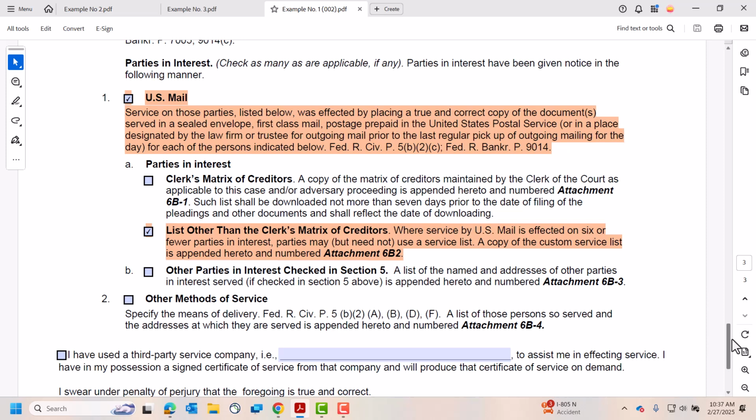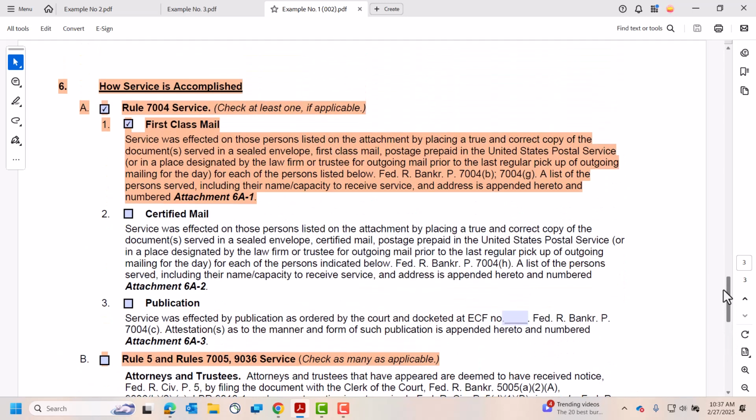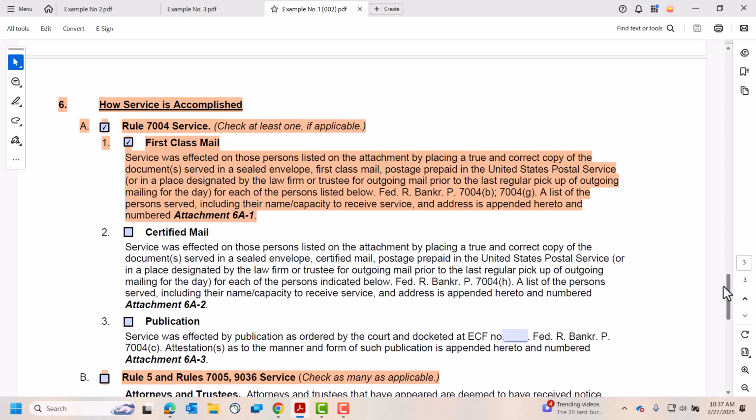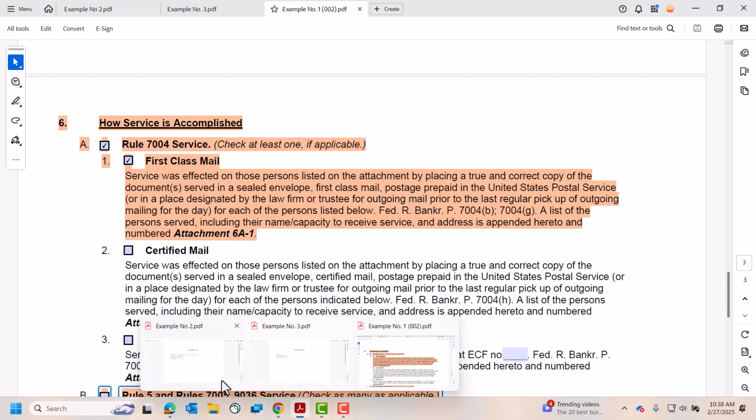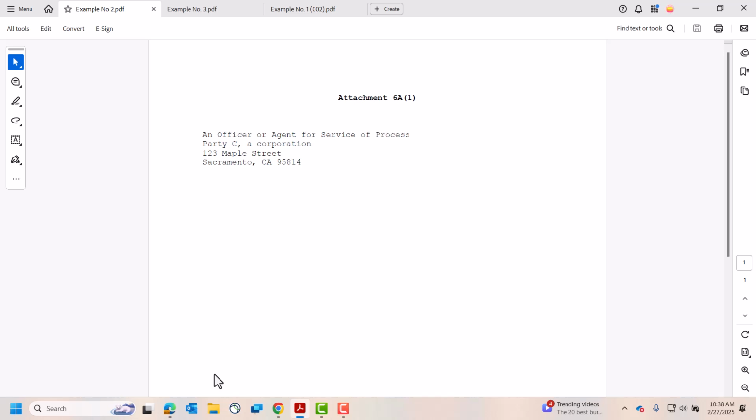Third, for each box marked under Section 6A, there must be a corresponding attachment. Unless you append the applicable attachment, the court cannot ascertain the specific identity of creditors served, and the motion will be denied. In the previous example, attachment 6A1 should look like this.